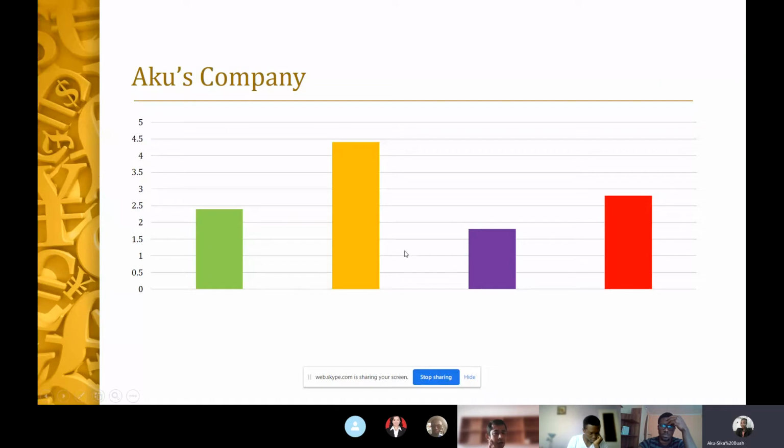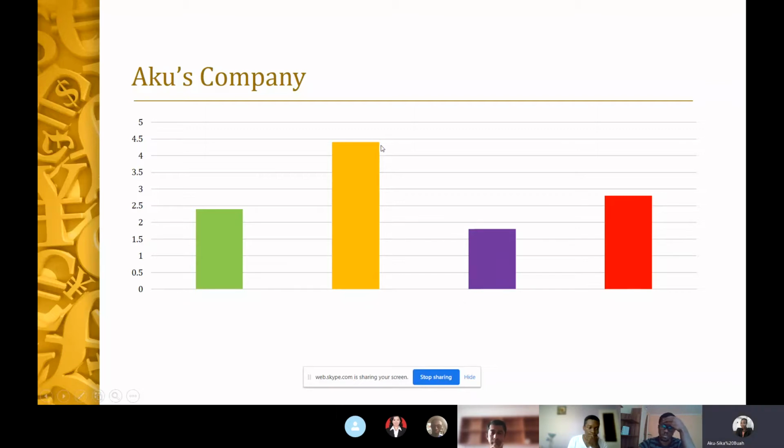This graph shows the cost incurred at each station. The green bar represents the cost incurred at the pineapple station. The orange bar represents the cost incurred at the orange station. The purple bar represents the cost incurred at the grape station. And of course, the red bar represents the cost incurred at the apple station.